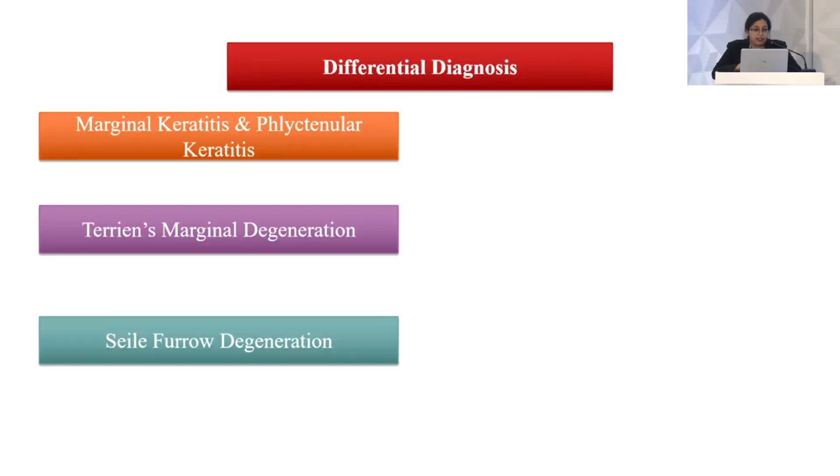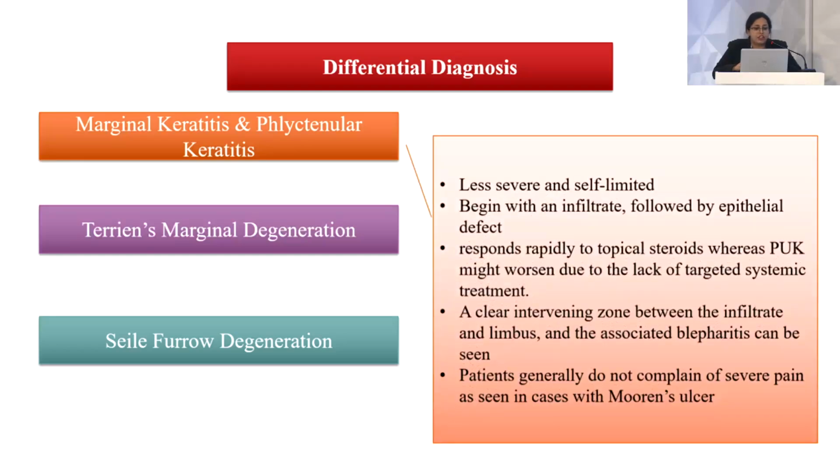Then we also have to look at the differential diagnosis in conditions that may mimic a peripheral ulcerative keratitis. So marginal keratitis and phlyctenular keratitis, Terrien's marginal degeneration and senile furrow degeneration have all been implicated as differentials that may mimic a PUK. When you come to marginal keratitis and phlyctenular keratitis, it's less severe and self-limited, begins with an infiltrate, then an epithelial defect, responds rapidly to topical steroids without the need for targeted systemic treatment. There is a clear zone between the infiltrate and limbus, and the associated blepharitis can be seen. Patients generally do not complain of severe pain as is seen with PUK.